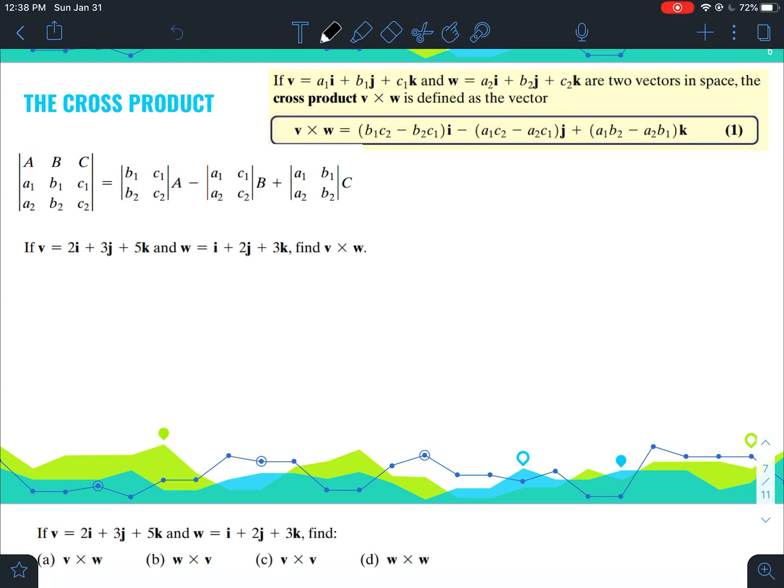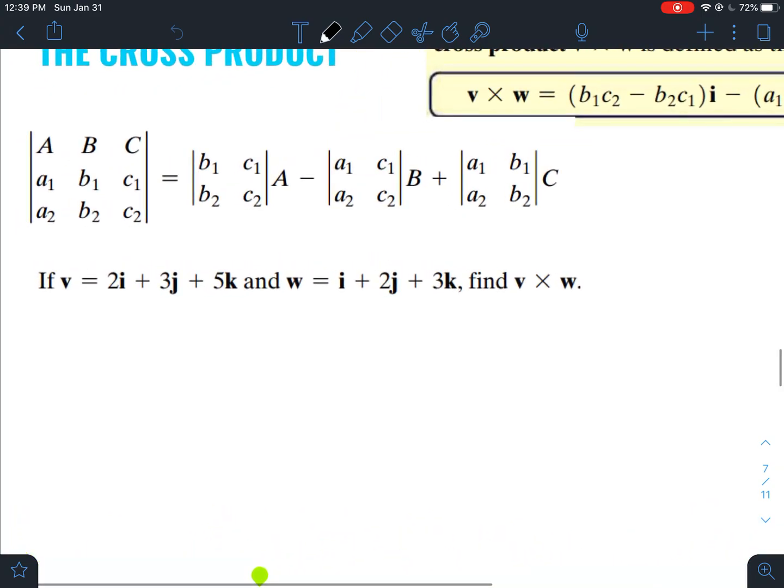What you do is you look at your components. You take the b1 component, the b component of the first vector, and multiply it by the c component of the second vector, minus b2 c1, and that's going to be the new i component. Then for your new j component, you do a1 c2 minus a2 c1, and then a1 b2 minus a2 b1 for your k component. Now, this might seem familiar if we put it into matrix form, because what we're trying to find is the determinant of each of those 2 by 2 matrices.